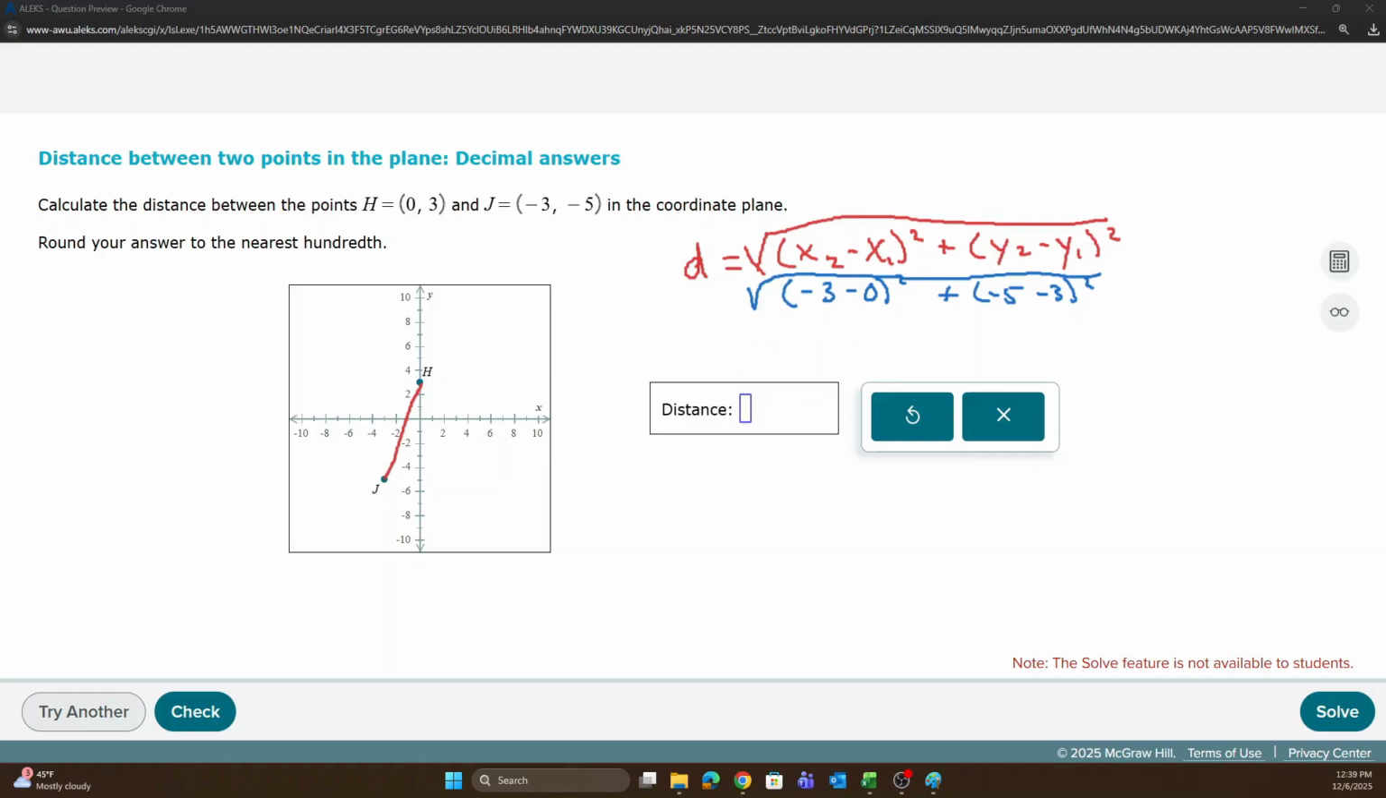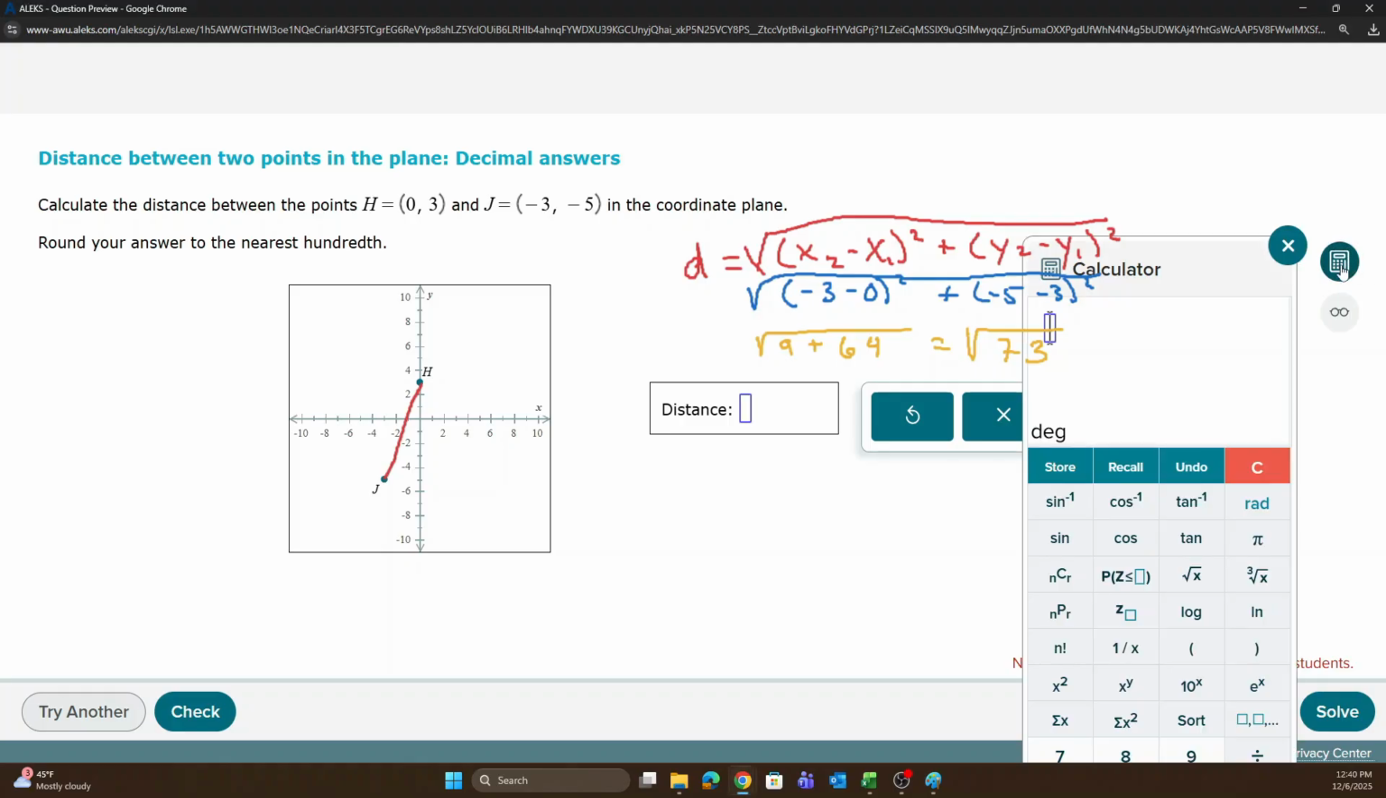So when we put everything in, we're going to get the square root of 9 plus 16. Negative 3 squared is 9. Negative 8 squared is 64, not 16. 64, which is the square root of 73. So our distance is the square root of 73.